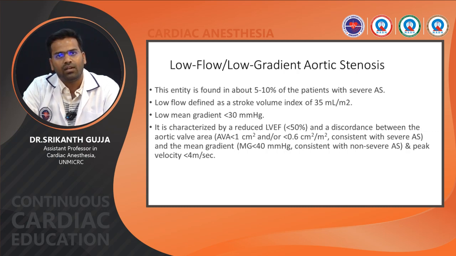This is characterized by reduced ejection fraction, less than 50%, and a discordance between the valve area, which is less than 1 centimeter square or less than 0.6 centimeter square per meter square, the criteria for severe AS, and a mean gradient less than 40 millimeters of mercury and peak velocity less than 4. Usually a valve area less than 1 centimeter square is associated with more than 4 meters per second velocity and more than 40 millimeters of mercury pressure gradient. So there is a discordance between these.